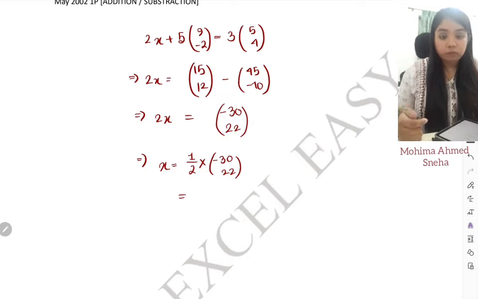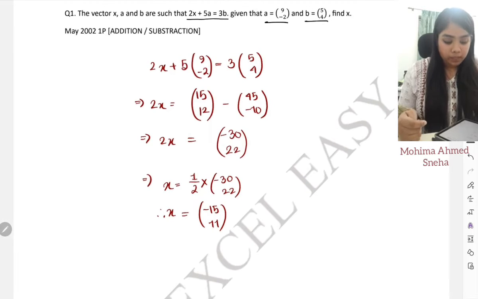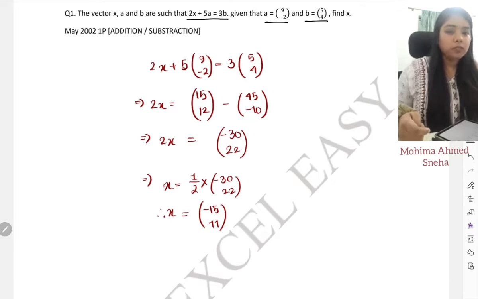So half multiplied with 30, you get minus 15 and 11, right? So finally minus 15 and 11. So these are the vector values for the vector x. This was most of the addition subtraction parts.